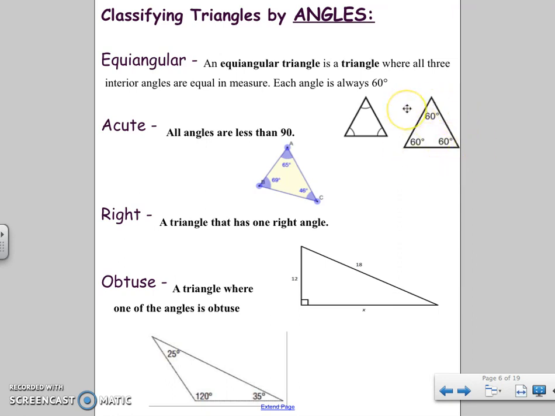So if you see a special triangle like this, it could be considered acute because all the angles are smaller than 90. But again, if they're all the same, they're going to be equal angular. Okay, so that leads us to acute, meaning all angles are less than 90 degrees. And then a right triangle would obviously be a triangle that has 1 right angle. And then an obtuse triangle is where one of the angles is obtuse. Okay, so you can't have all of them. You just need 1 angle to be obtuse. Okay, so there's the 4 ways you can name something by their angle.